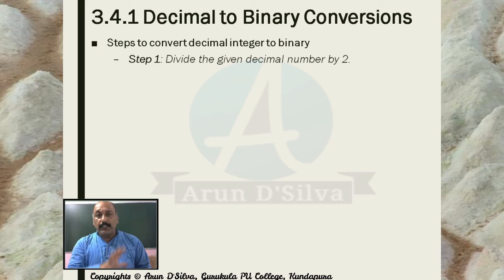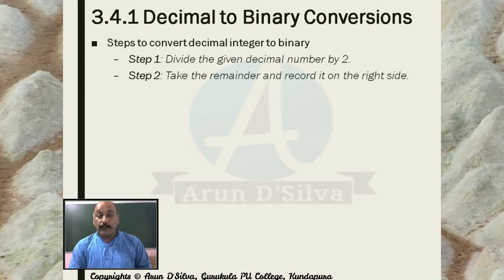The procedure I am showing you is this. There are different steps to convert a decimal integer to binary. First step, divide the given decimal number by 2. 2 is the base of the binary number system. That is the reason we are dividing by 2.